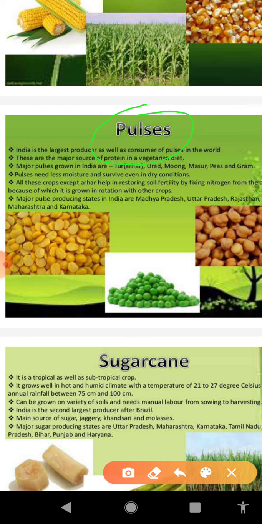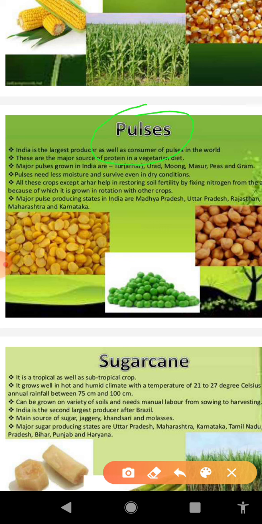The pulses grown by the farmers in India can broadly be categorized into two main types, the Kharif crops and the Rabi crops. During the Kharif season, farmers grow pulses like tur, urad and moong. And in Rabi season, farmers grow pulses like masoor, peas and gram.